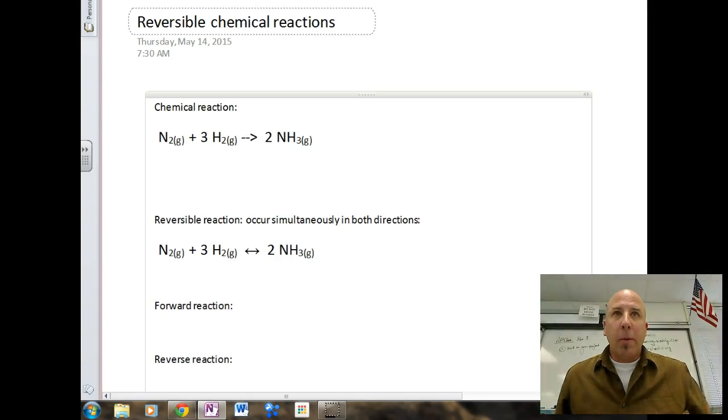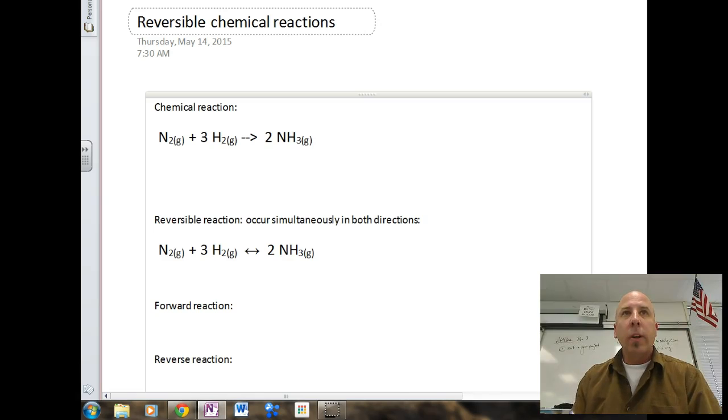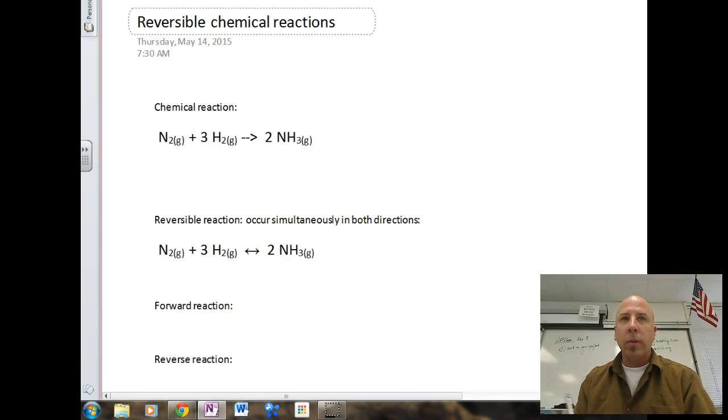Okay, today we're going to be talking about chemical reactions that are able to reverse themselves. So let's take a look at this. Here we have our typical chemical reaction, the production of ammonia. We have our N2 gas reacting with 3 molecules of our H2 gas, and we're producing 2 molecules of NH3 gas, which is ammonia.